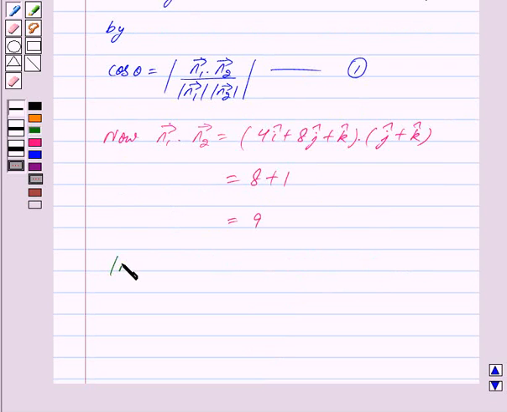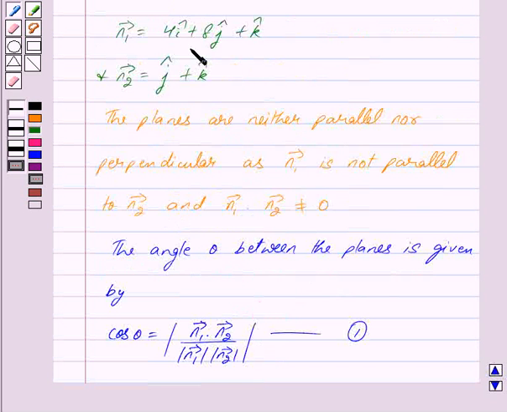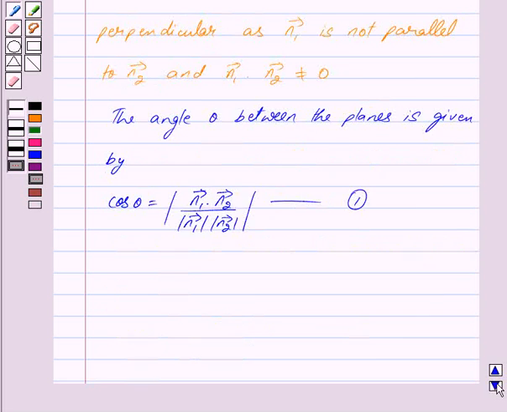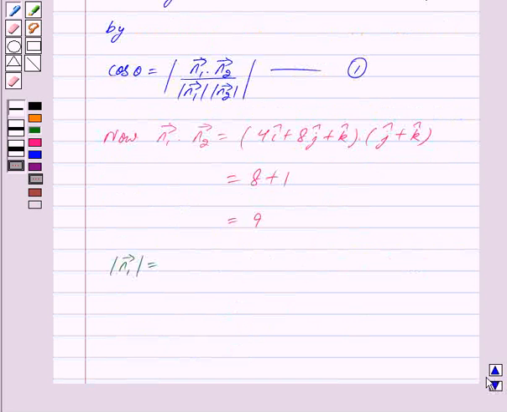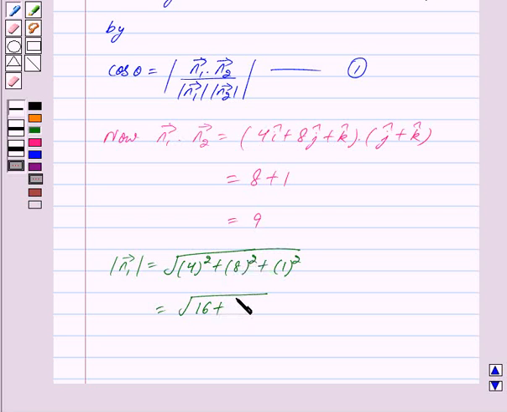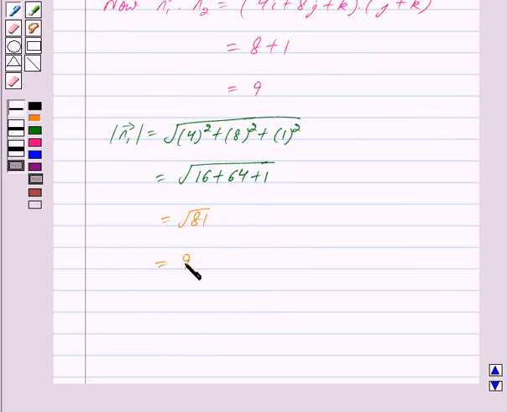Now mod of vector n1: vector n1 is 4i cap + 8j cap + k cap. So we get mod of vector n1 = under root of 4 square + 8 square + 1 square, which is under root of 16 + 64 + 1. This is equal to under root 81, which is equal to 9.